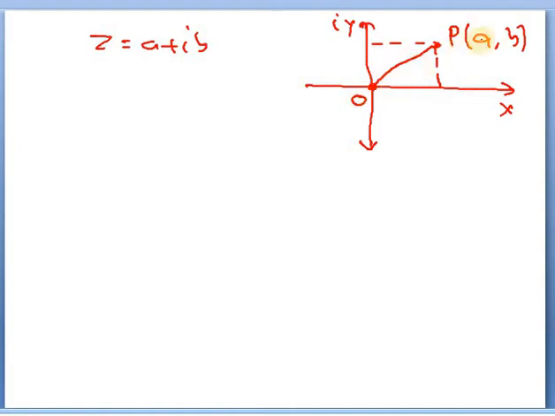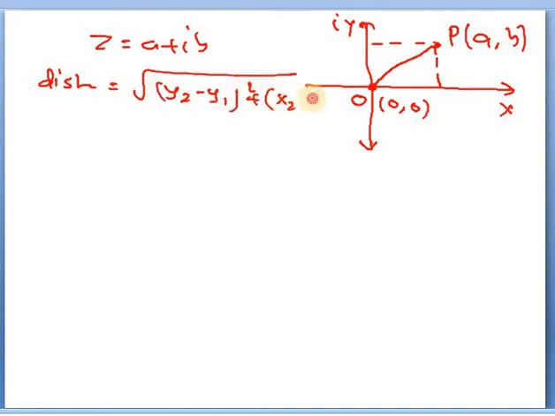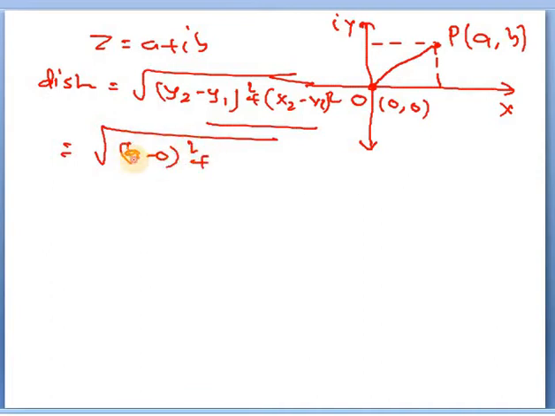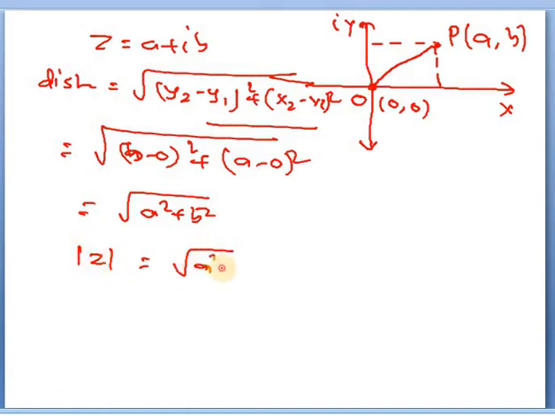So this is O, which is (0, 0). We know how to find the distance, right? The distance formula is the square root of (y2 minus y1) whole square plus (x2 minus x1) whole square. In this case we can write (b minus 0) and (a minus 0) whole square, which gives a square plus b square. This is the distance, and this is nothing but the modulus. The modulus is represented by mod of z, which is equal to the root of a square plus b square. So this is how we can find the modulus.